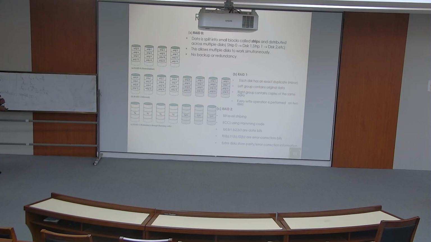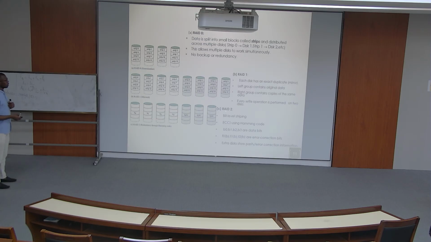Then we move on to RAID level 1, which includes a mirror. We call it mirrored RAID. We see that the left group of disks contains the original data, and the right group contains a copy of the data. So every write operation is performed on two disks. You can see that the capacity is equal to N times the disk size, where N is the total number of disks, and then we need to divide by 2 because we have a duplication.